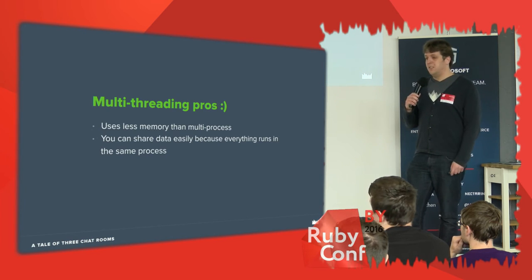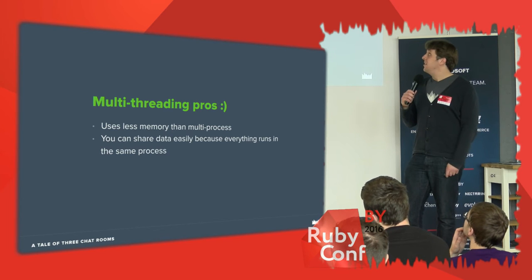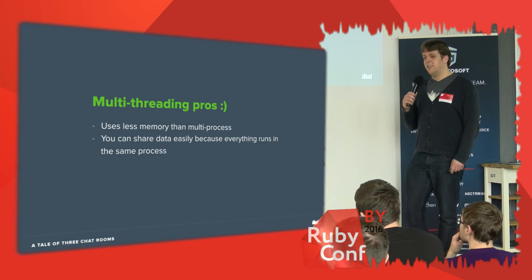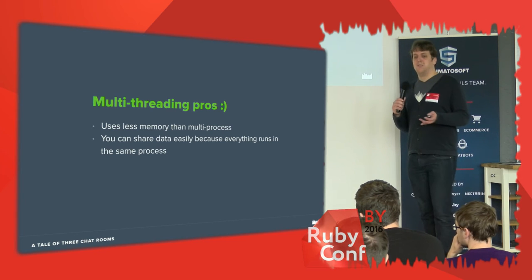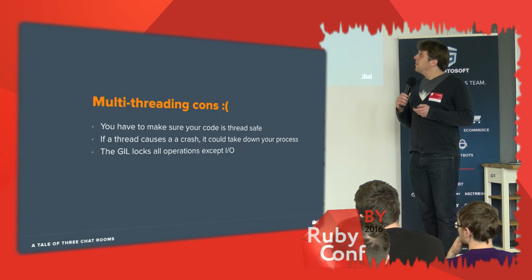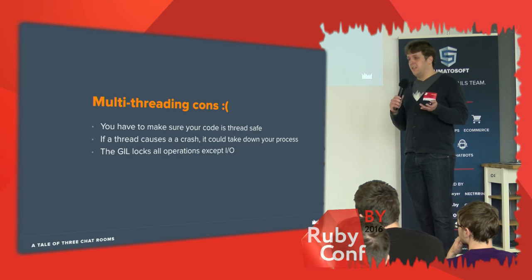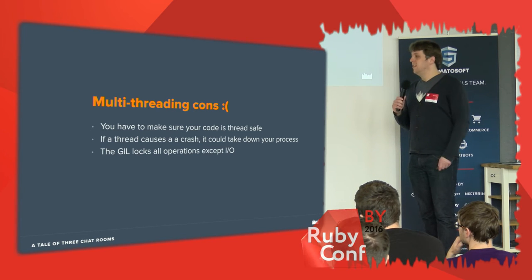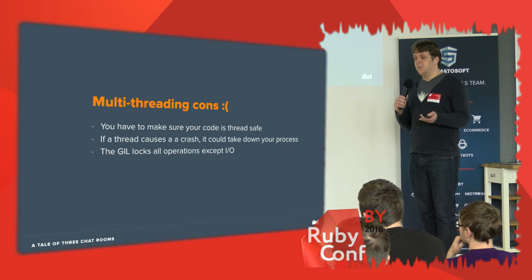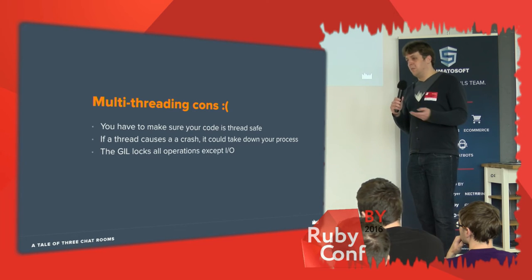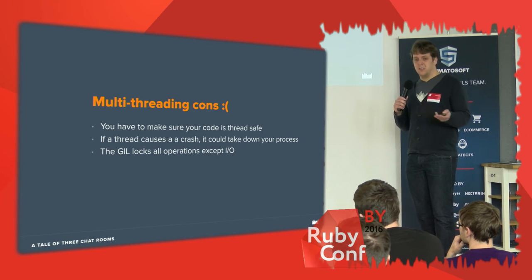So the pro is that it uses a lot less memory than multiprocess, and you can share data, which means you don't have to do any weird stuff with these pipes, for example. You can just put stuff on an array, and all the threads will be able to access it. And the con is that you have to make sure that everything you do is thread safe, and you have to be careful not to use too much CPU intensive stuff in one process. Otherwise, you're only going to use one core instead of all your cores.